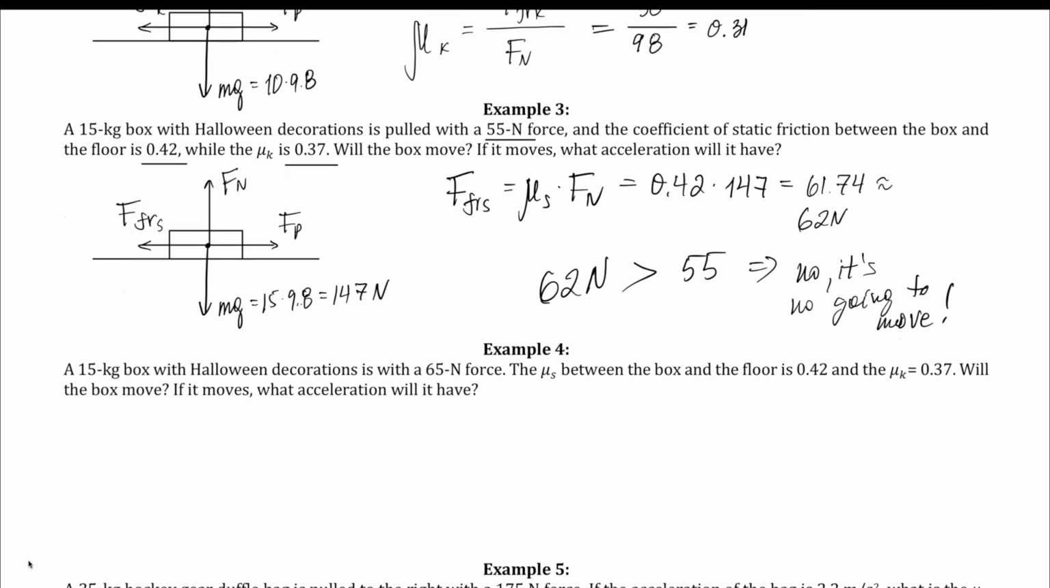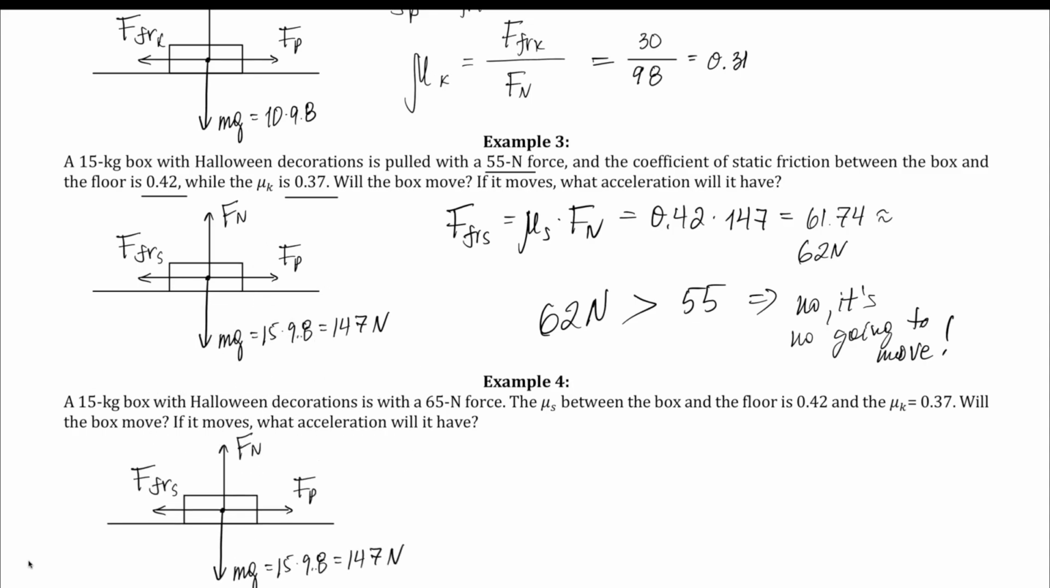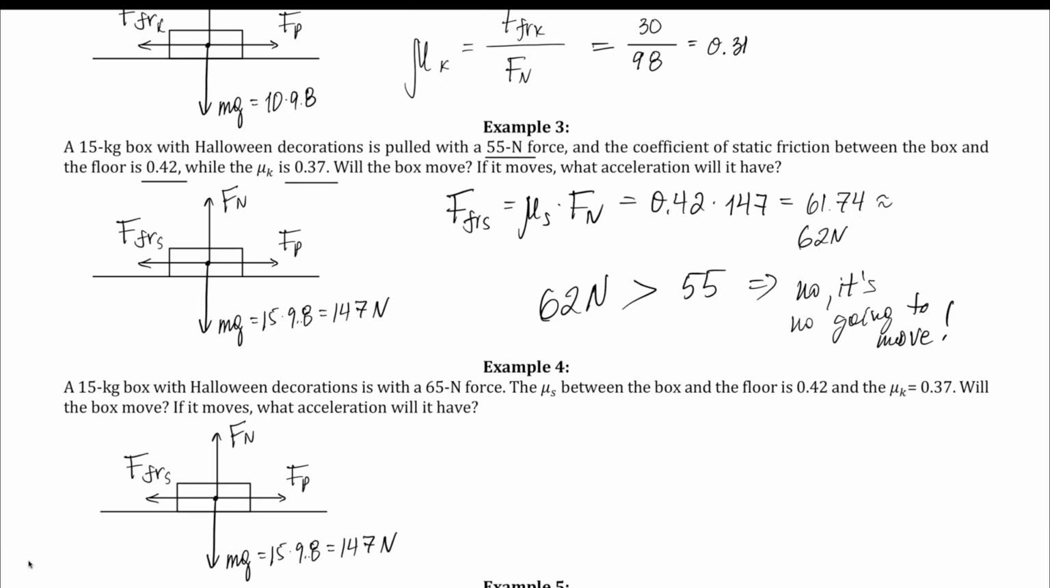In question 4, which is basically related to question 3, now the same box is being moved with a 65 Newton force. Well, if it's a 65 Newton force, then I know that it's going to break force of friction static. And if it's going to break force of friction static, then it's going to be friction kinetic. And kinetic friction is less than static friction. So I am sure it's going to accelerate. And I now need to find acceleration.